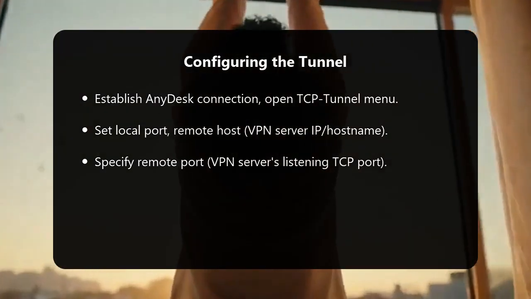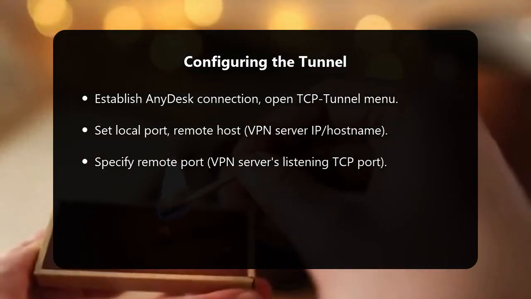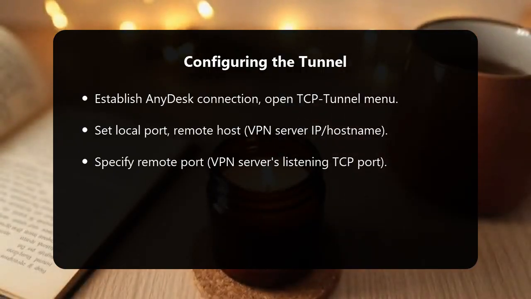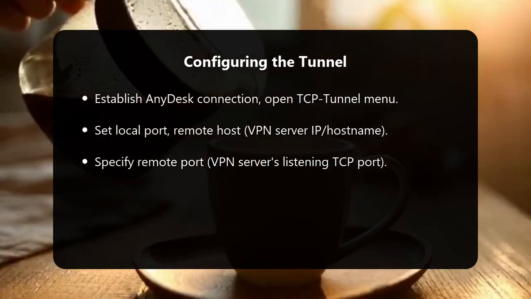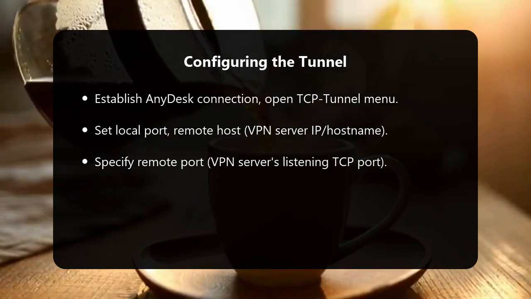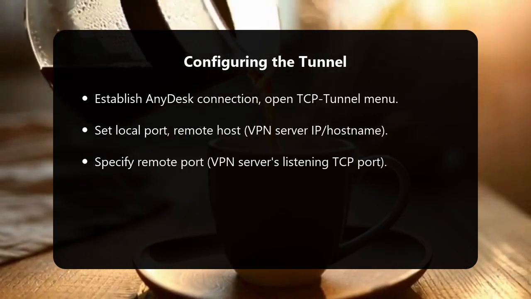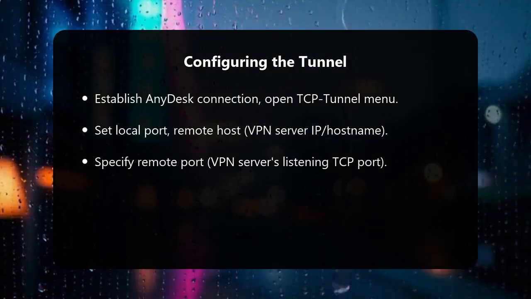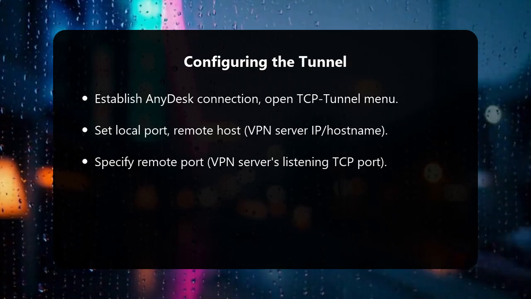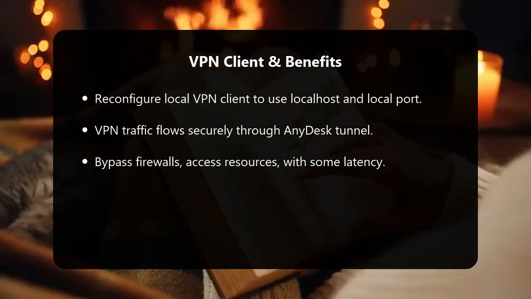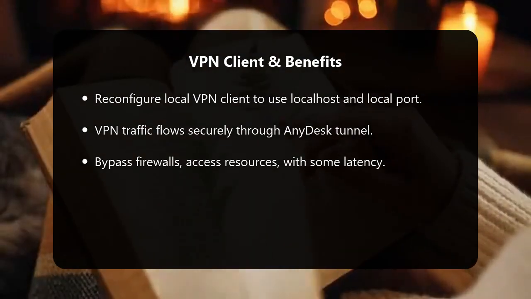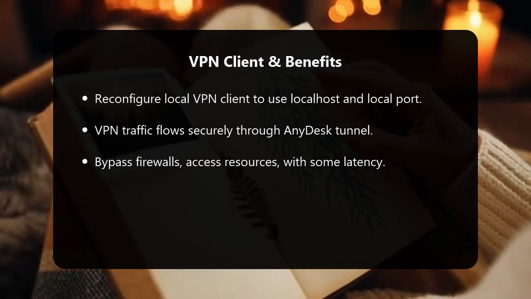With the AnyDesk TCP tunnel established, the next step is to reconfigure your local VPN client. Instead of pointing your VPN client to the actual VPN server's IP address and port, you will now direct it to connect to your local machine's localhost address 127.0.0.1 and the local port you defined in AnyDesk, e.g., 10,000. So, your VPN client's configuration file or settings should be modified to use server 127.0.0.1 port 10,000.